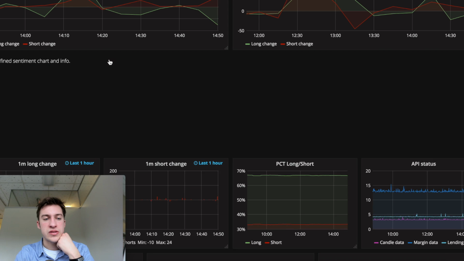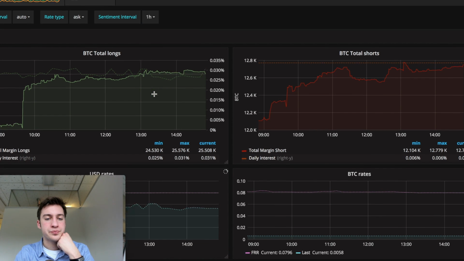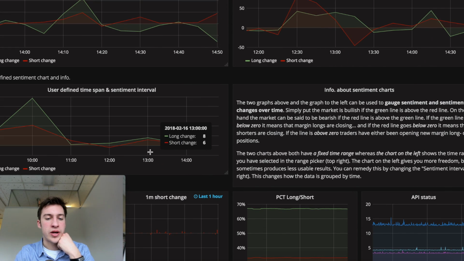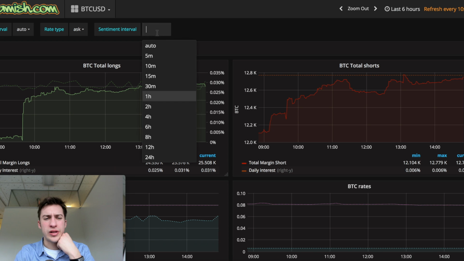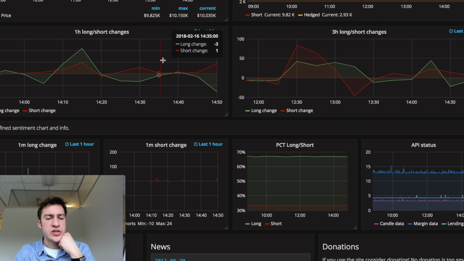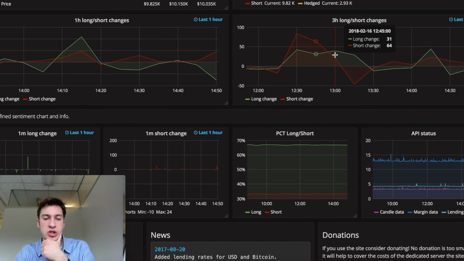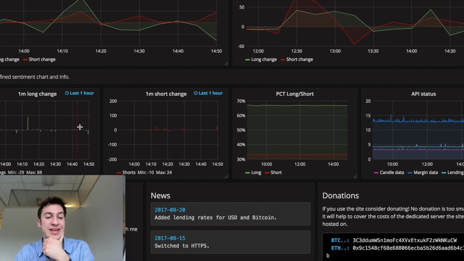I don't like to use this, but if I hit this, and then I hit 1 hour, it will tell me the change of every 1 hour, as you can see. The reason I don't really like to use it is because, and this gets into what these are, this will tell you every 5 minutes the long and short change. This will tell you every 15 minutes the long and short change. This will tell you even every minute what the long and short change is. So here we have, last minute, 29 longs sold. Here, last minute, 24 Bitcoin were shorted on Bitfinex.